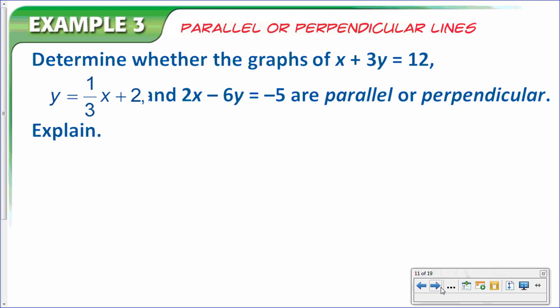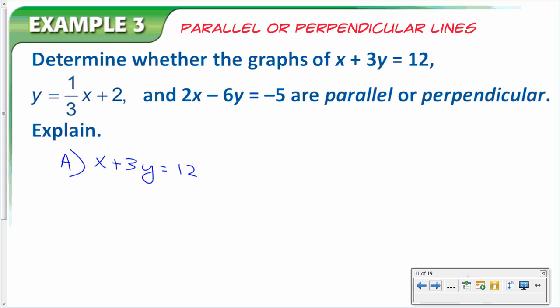Okay, now look at this one. Determine whether the graphs of x plus 3y equals 12, y equals 1/3 x plus 2, and 2x minus 6y equals -5 are parallel or perpendicular, and then explain. So what do I need to match up? The slopes, right? So do I need to do something to this equation? I'm going to make that equation A, and then I'm going to make that one equation B.